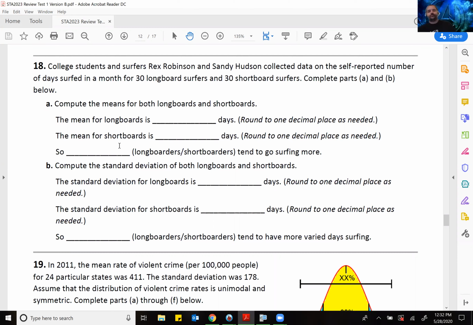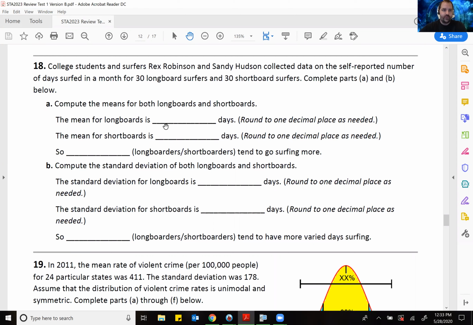But this is a lot like what we just did a second ago. So number 18, not applicable right now. I have to come back and record that later on. But this number 18 is just like what we did in 17. Does that make sense? There's a list of numbers for longboard surfers. There's a list of numbers for shortboard surfers.